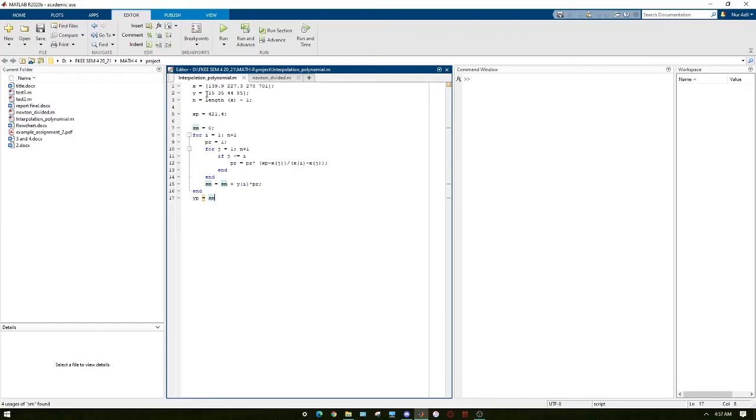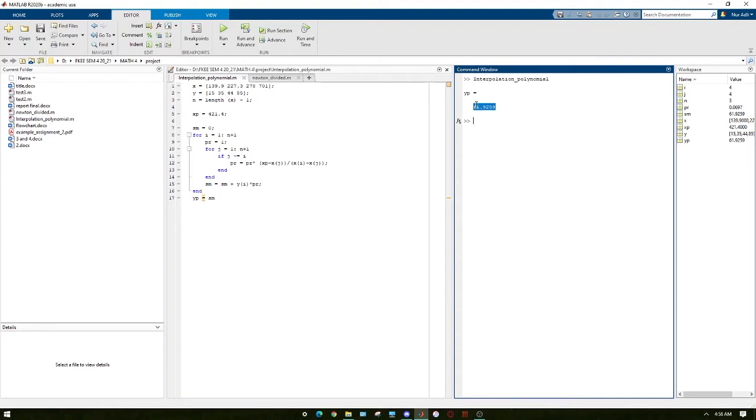Okay, so we continue with the simulation, which is in Matlab. First we go to the interpolation polynomial. Here we can see x is the value x from the table, and y. What we want to find is xp here. This is the formula that I showed in the slide. So let's rerun. We can see here the result yp.